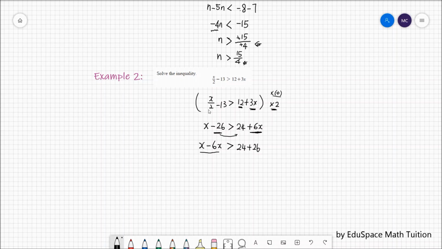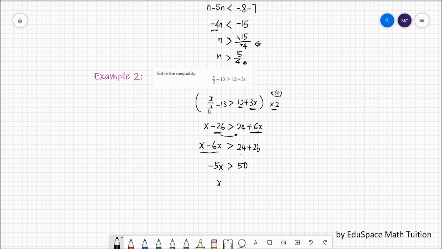So x minus 6x will be giving us negative 5x. On the right hand side, I will be having 24 plus 26, that will give me 50. I didn't do any rearrangement yet, so I'm just purely simplifying. So my inequality will stay the same, which is still bigger.